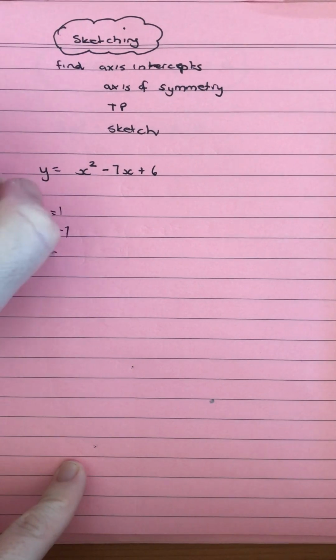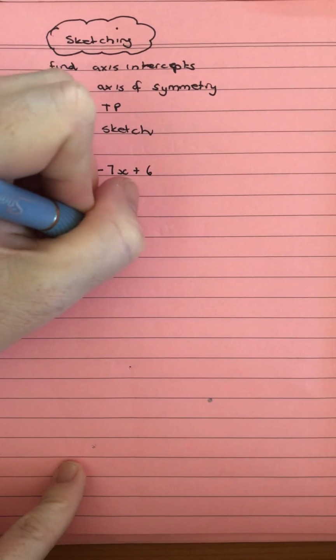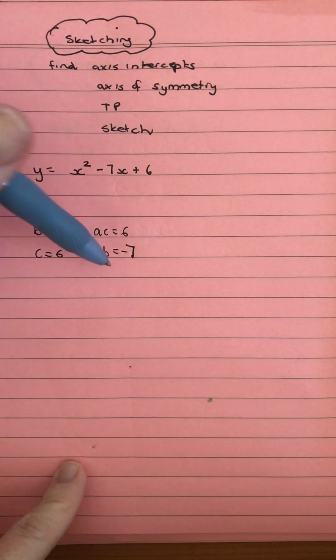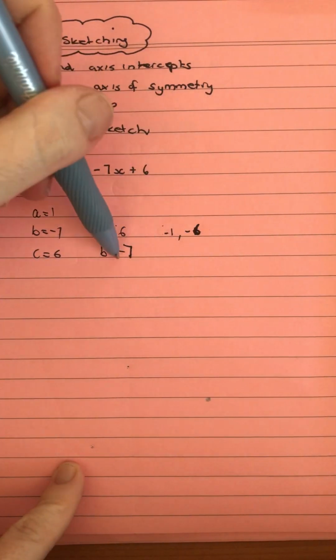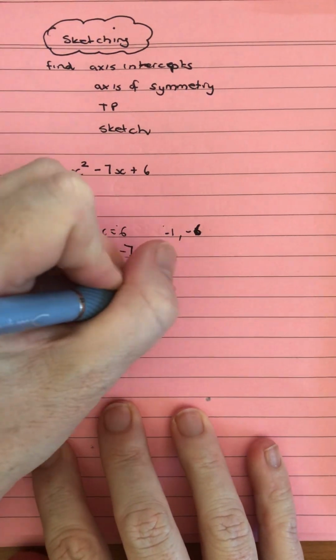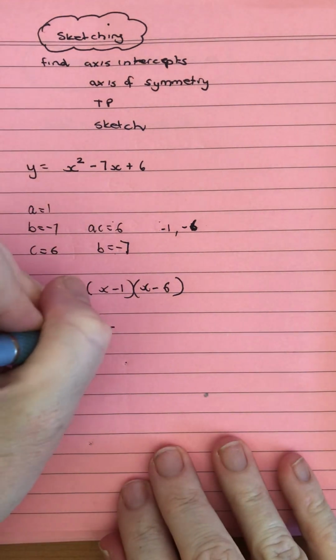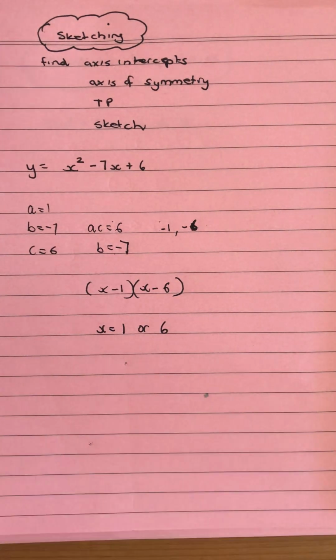So looking at our ACB method, our A is equal to 1, our B is -7, our C is 6. So our AC is equal to 6 and our B is equal to -7. So we want two numbers that will multiply to give 6 but add to give -7. If we go -1 and -6, that will work. -1 times -6 will give us 6, and -1 plus -6 will give us -7. So we're able to factorize that with (x - 1)(x - 6), which means our x-intercepts are at 1 or 6. So there are our x-intercepts, we've got that.